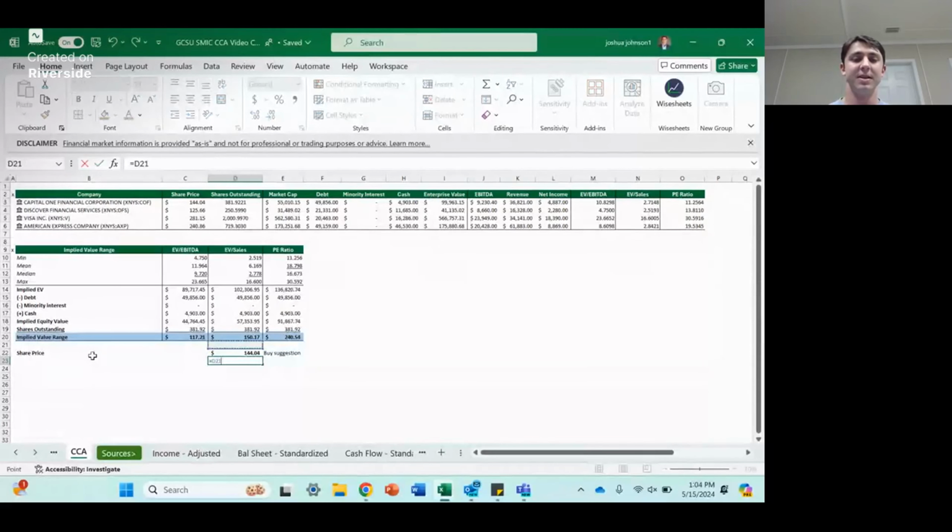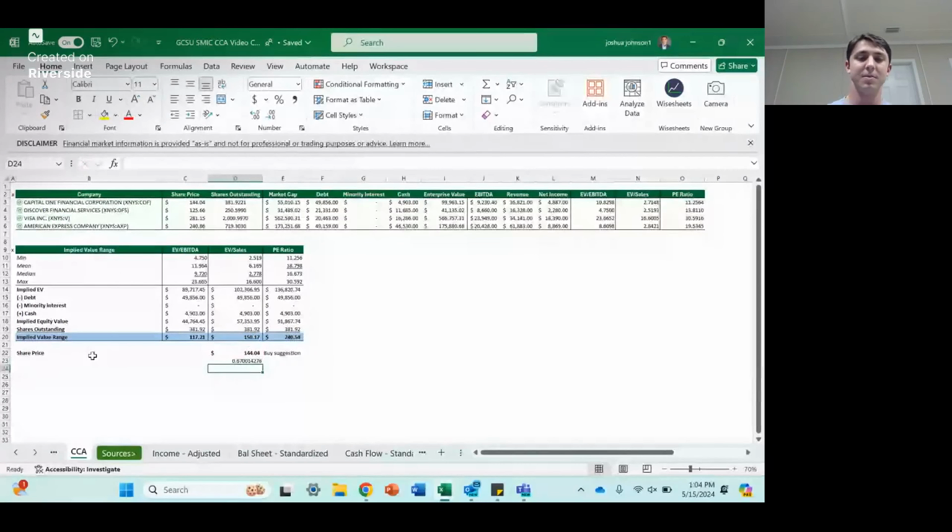We can actually calculate the amount of potential upside before it reaches the top end of the range by doing parentheses, then that 240, the maximum of that valuation range, minus the current price, divided by the current price. And it has a huge upside, right? 67% upside. That is how to do a CCA.